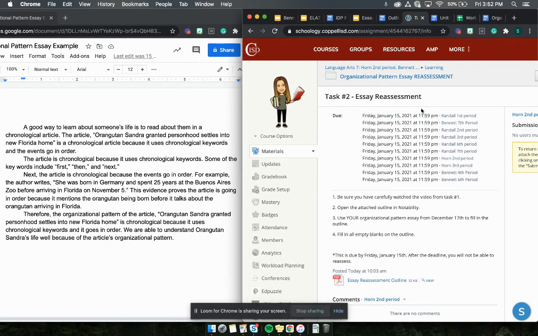If you have questions, as always, while you're working through this, email your teacher. They are happy to help you. Whoever your language arts teacher is, email that teacher and they can help walk you through this process some more.